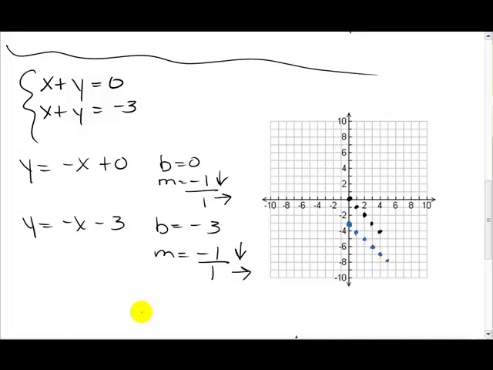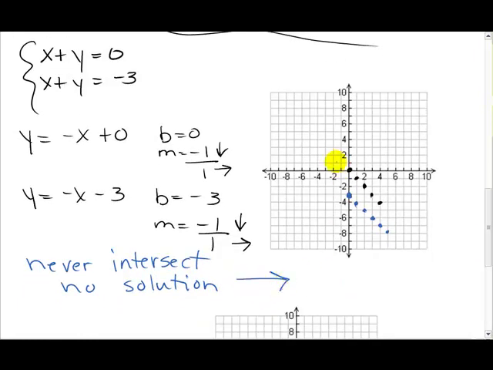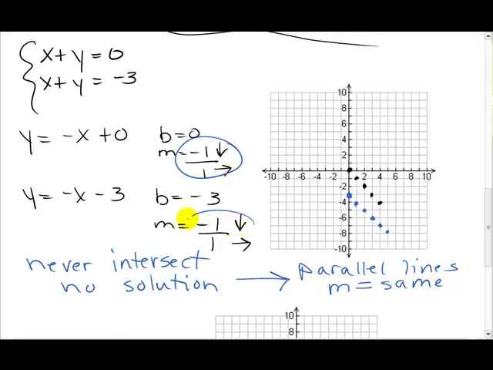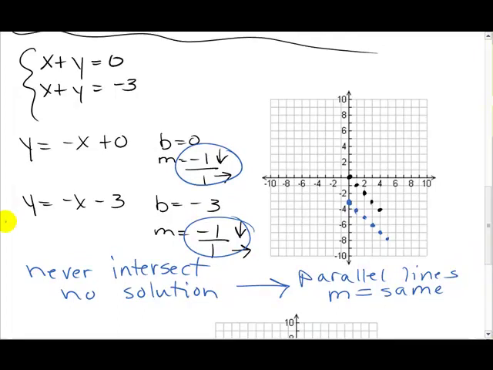And as you see, these will never cross. They'll never intersect. So we have no solution. Notice that these are parallel lines. And remember the slope of parallel lines is the same. So if you notice here and here, we have parallel lines. They'll never cross, so the solution is no solution.